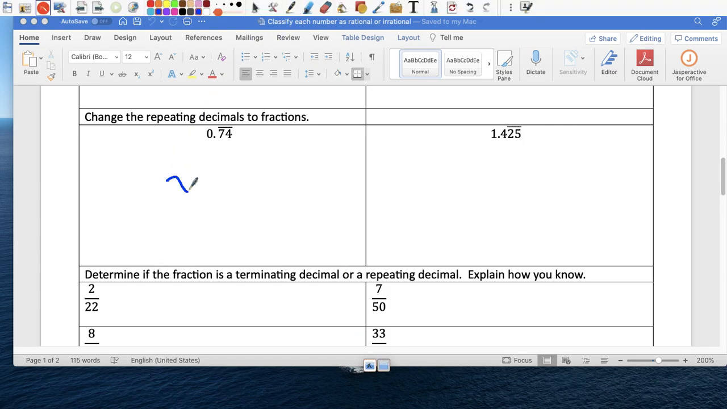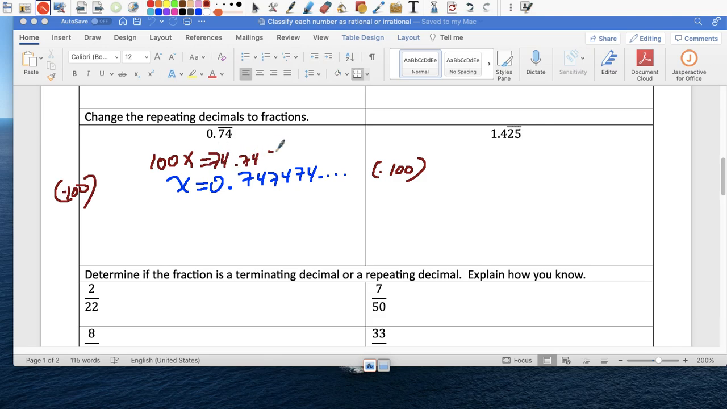So x equals 0.747474 dot dot dot. There's two repeating numbers, so I'm going to multiply the left side and the right side by 100. So 100 times x, that's the easy one, 100x. And then take that and multiply it by 100 in your calculator. You'll see that it's going to give you 74.747474 dot dot dot.